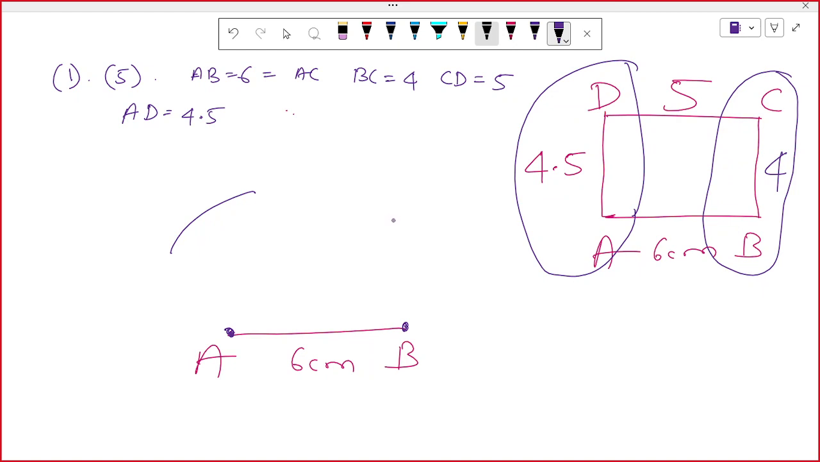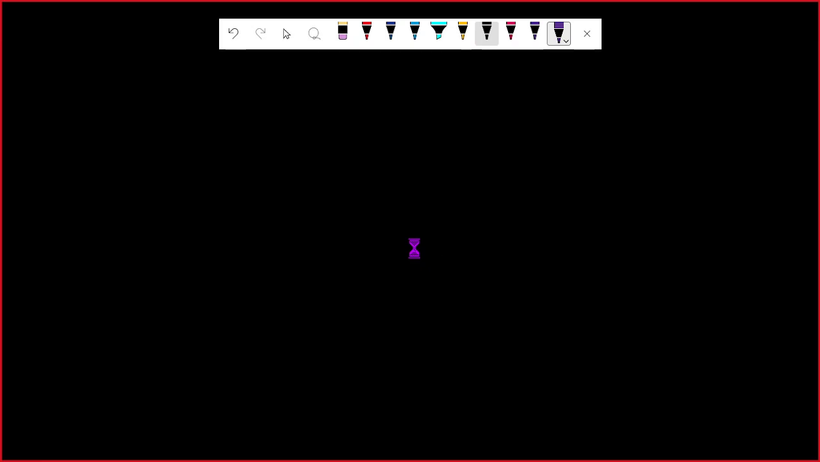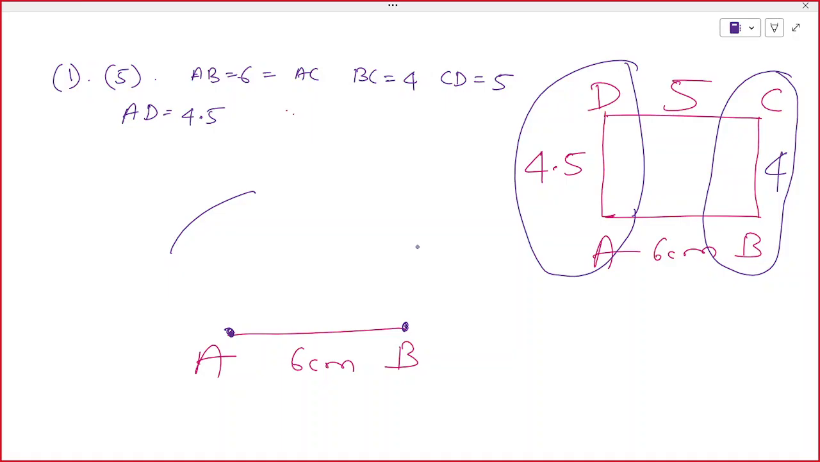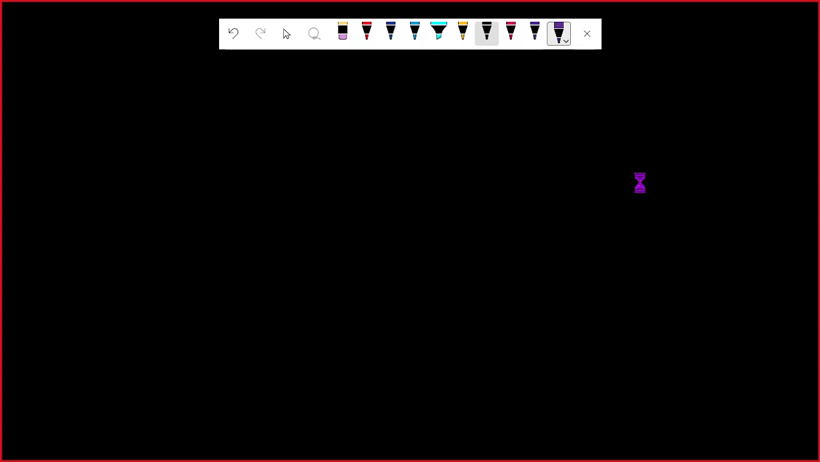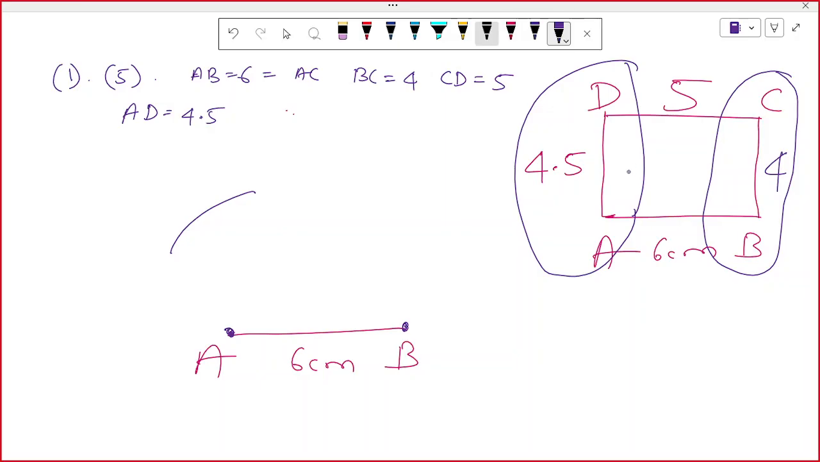Just a minute, students. The question: CD is 5 centimeters, AB is given, and where is AC given? Can you all see AC given? What's the value of AC? AC is 6 centimeters. What is AC?